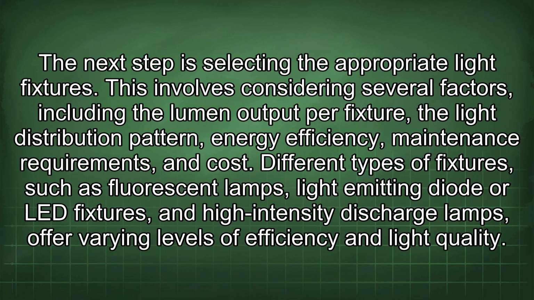The next step is selecting the appropriate light fixtures. This involves considering several factors, including the lumen output per fixture, the light distribution pattern, energy efficiency, maintenance requirements, and cost. Different types of fixtures, such as fluorescent lamps, light-emitting diode or LED fixtures, and high-intensity discharge lamps, offer varying levels of efficiency and light quality.